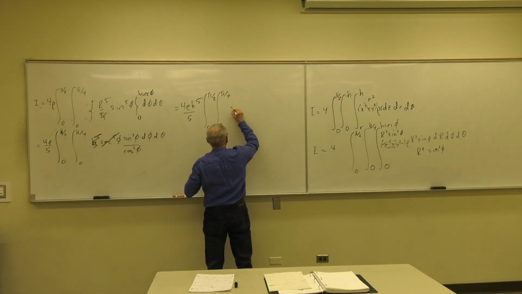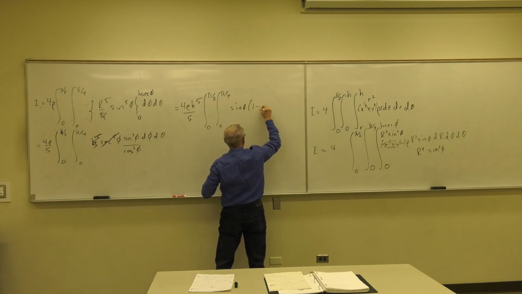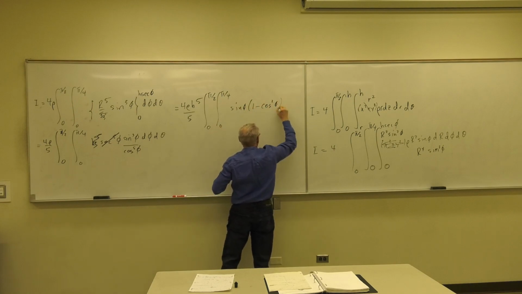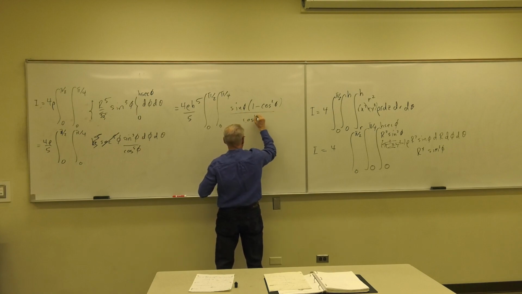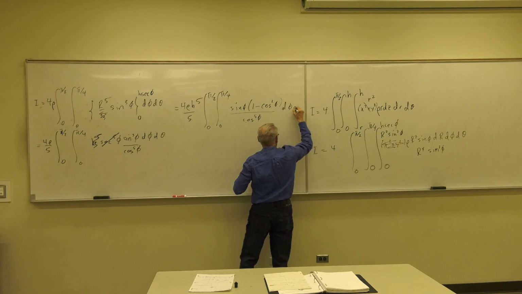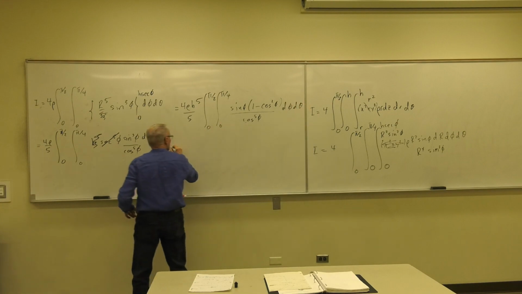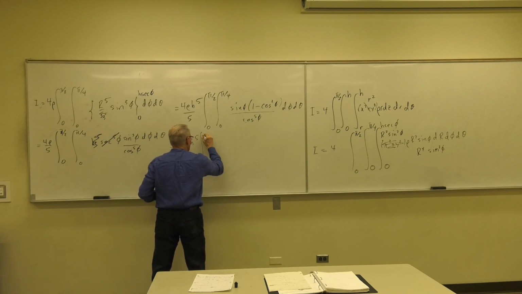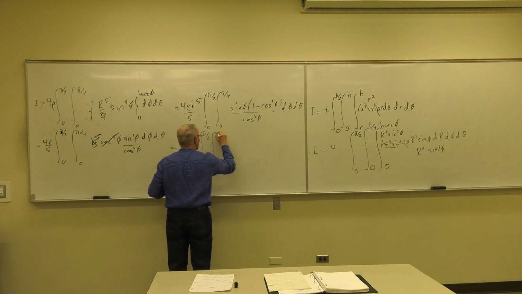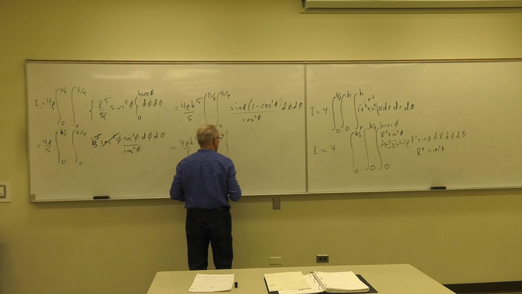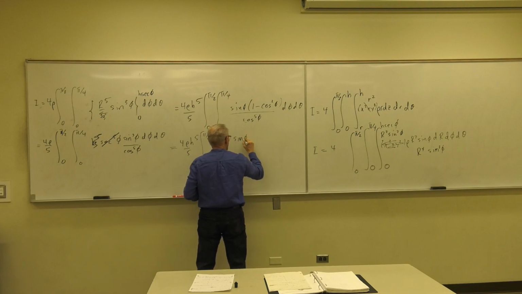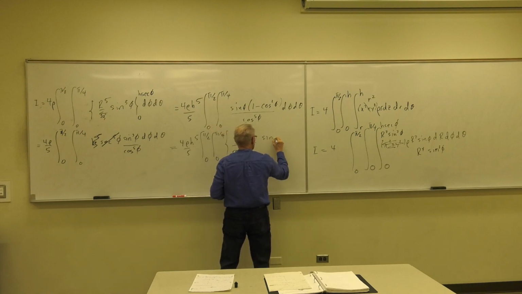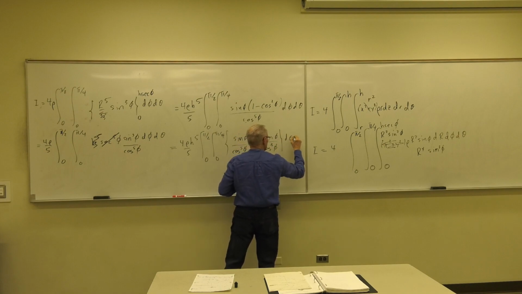Suppose I say I'll leave one of the sines and I'll replace the other two with 1 minus cos squared. And then I've got the cos to the fifth at the bottom, d phi and d theta. So what do we got? 4 rho h to the fifth over 5, 0 to pi by 2, 0 to pi by 4. And I'm going to rewrite this as sine phi over cos to the fifth minus sine phi over cos cubed, d phi d theta.